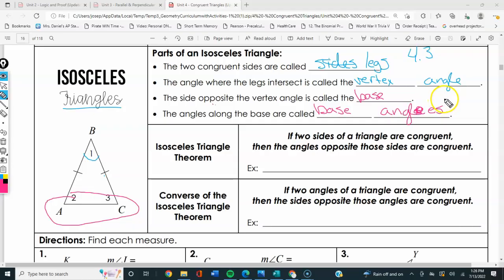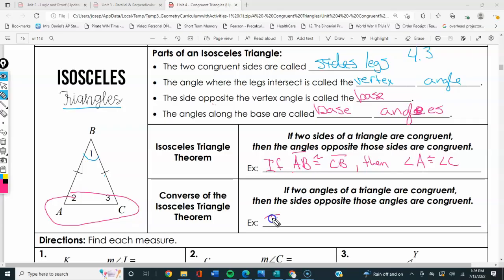We have two theorems that come from this. We have the isosceles triangle theorem and the converse of it. All that says is, if we have two congruent sides, so if AB is congruent to BC, then our base angles are congruent. So angle A would be congruent to angle C. Now the opposite is also true.